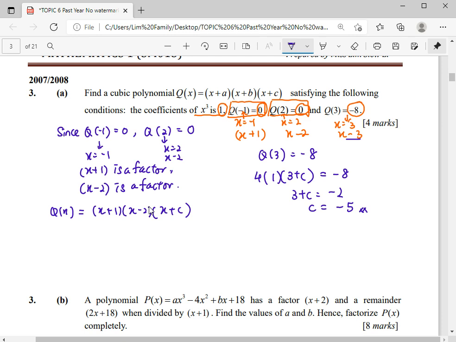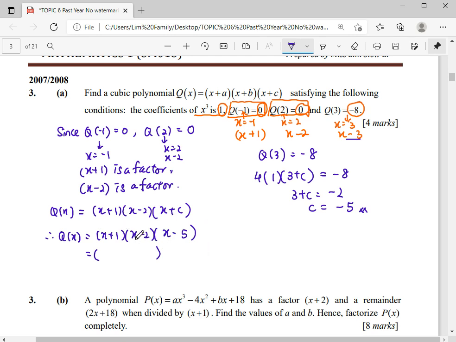So now we're going to complete our cubic. Substitute our c into our polynomial. Therefore, our polynomial will be (x + 1)(x - 2)(x - 5). So we can expand it and express it in expanded form. We expand it one by one. We expand the first two factors first, and later on we expand with the third factor.